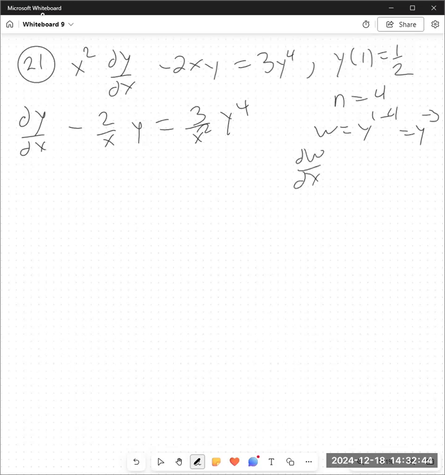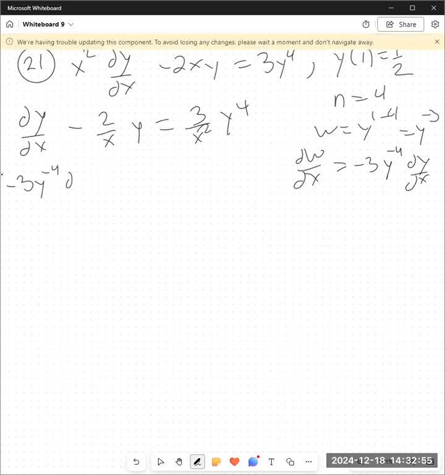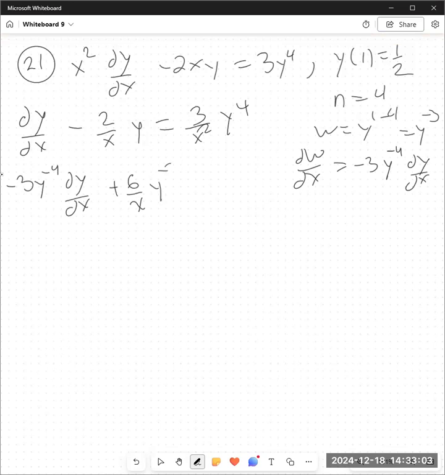dw/dx is a negative 3 y to the negative fourth dy/dx. So we're going to make this a negative 3 y to the negative fourth dy/dx plus 6 over x y to the negative third equals negative 9 over x squared.